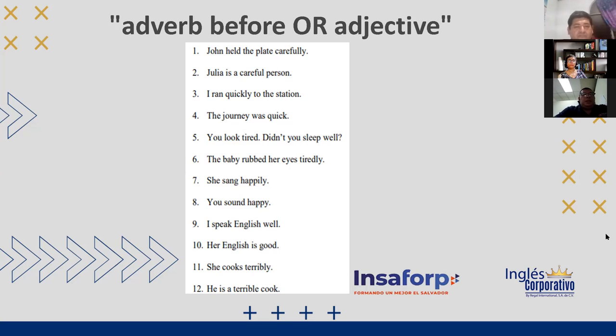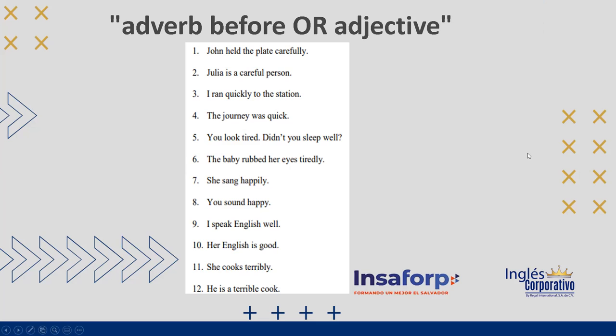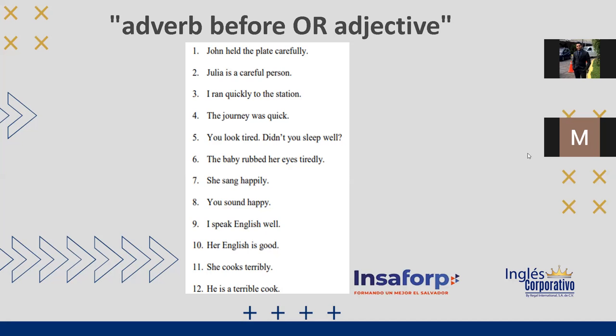Dahlia, number 8. You sound happy. I'm very good. Thank you so much. Glenda, number 9. I speak English well. Thank you so much. Griselda, number 10. Her English is good. Okay, good. Thank you so much. Alfredo, number 11. She cooks terrible. Uh-huh, terribly. She cooks terribly. Mauricio, number 12. He is a terrible cook. Okay, he's a terrible cook.